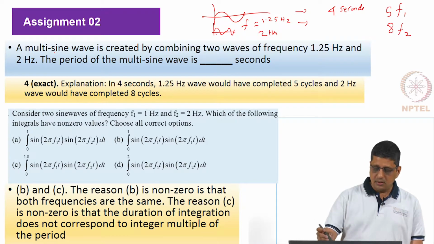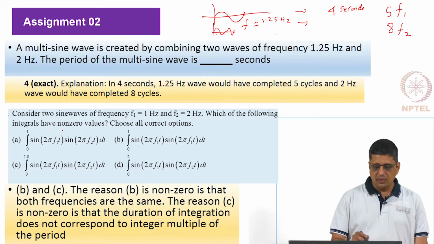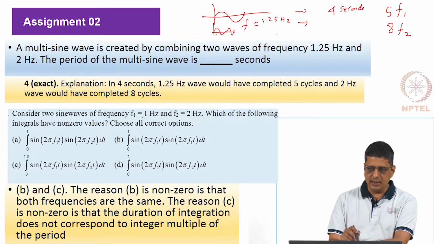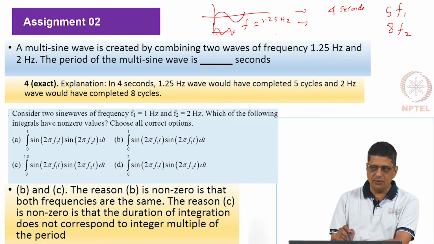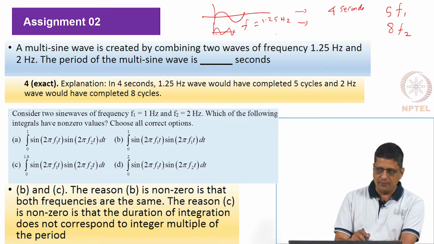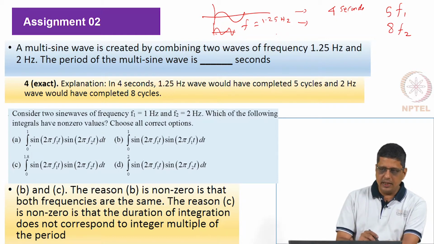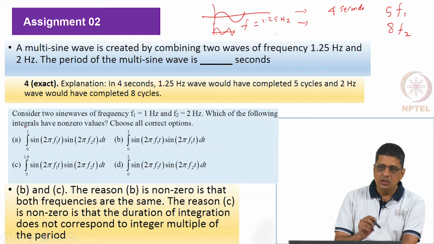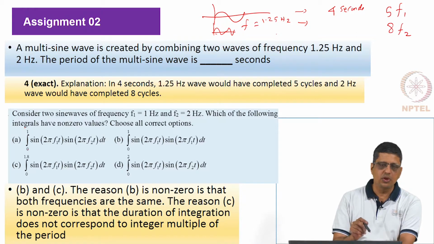Next, consider two sine waves. Okay. One has a frequency of 1 hertz, the second wave has a frequency of 2 hertz. Now, if I multiply these two waves and integrate it from 0 to some value, some of the integrals will go to 0, some of them do not go to 0. So, you are supposed to identify which one goes to 0.